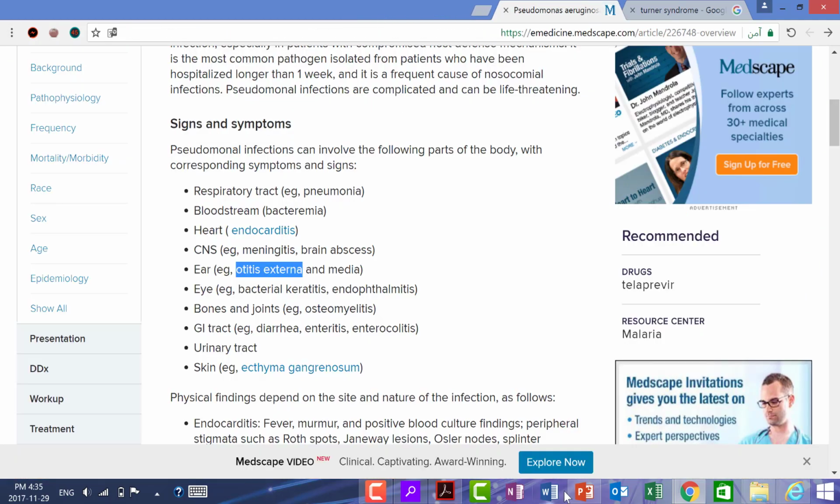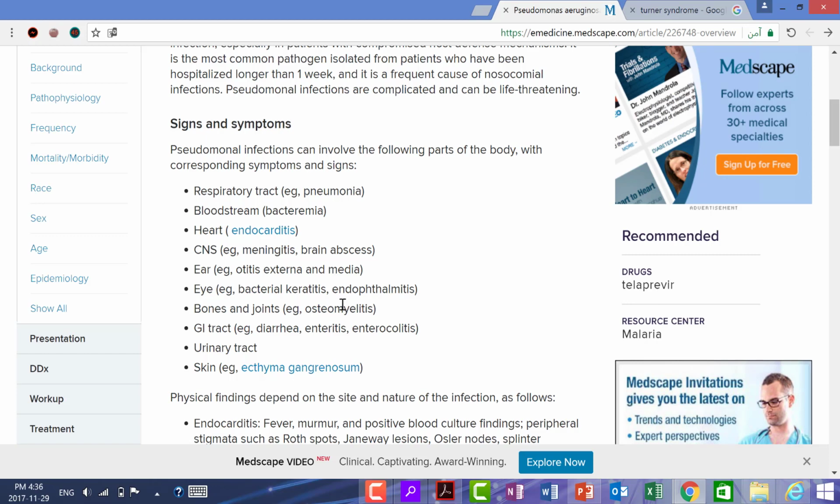Okay, so it can cause an eye infection, keratitis, endophthalmitis. This one is also dangerous. Bones and joints can cause osteomyelitis. The common cause of osteomyelitis is actually staph, right? Staph aureus. Okay, so staph aureus is a common cause of osteomyelitis.